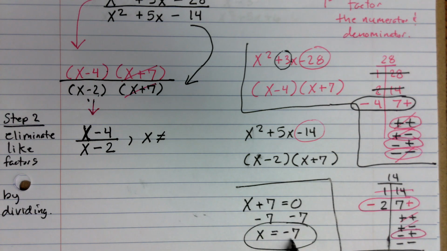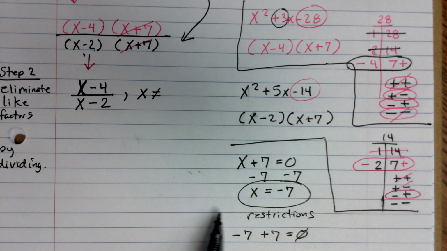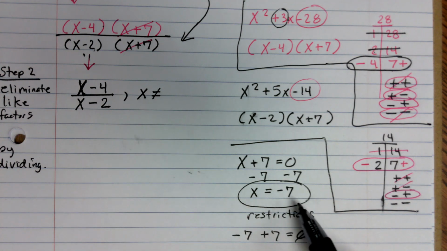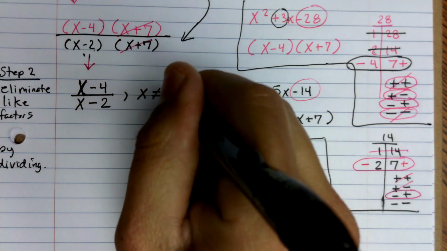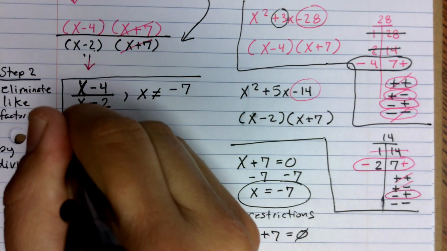Because if x were to be negative 7, and I were to substitute a negative 7 in place of x, just to show you what I'm talking about, I would have negative 7 plus positive 7, and that would give me 0. And we can't have that. So what I'm going to do is put up here where it says x can't be equal to, well, it can never be equal to negative 7. And that is my restriction. And this is my final answer.